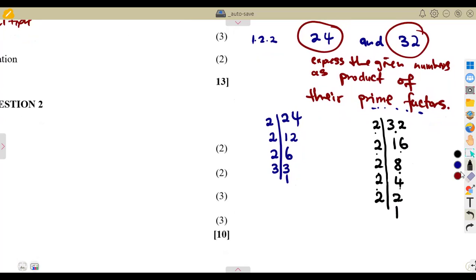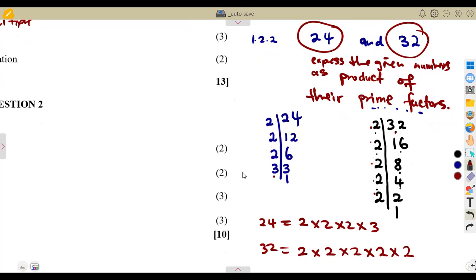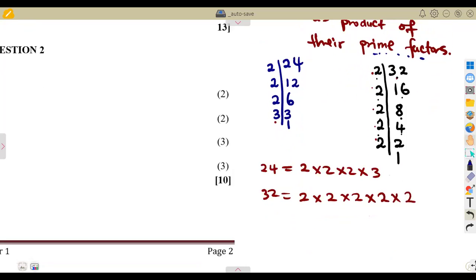This number here, 24, that we are seeing, can be written as 2 times 2 times 2 times 3. All right. The 32 that we have here can be written as 2 times 2 times 2 times 2 times 2. So the 2 is multiplying itself 5 times. So you can either write the numbers in exponential form, which is fine, or you're going to just leave it like this.